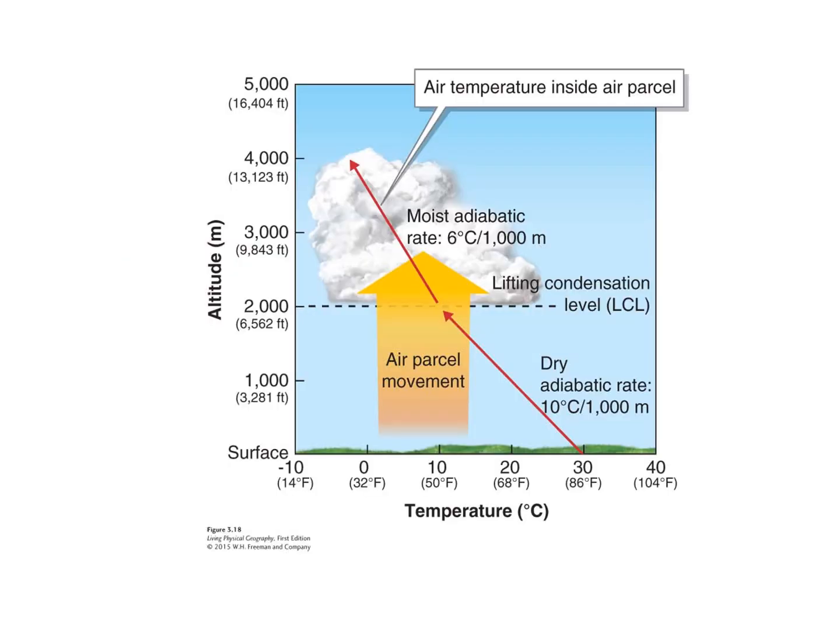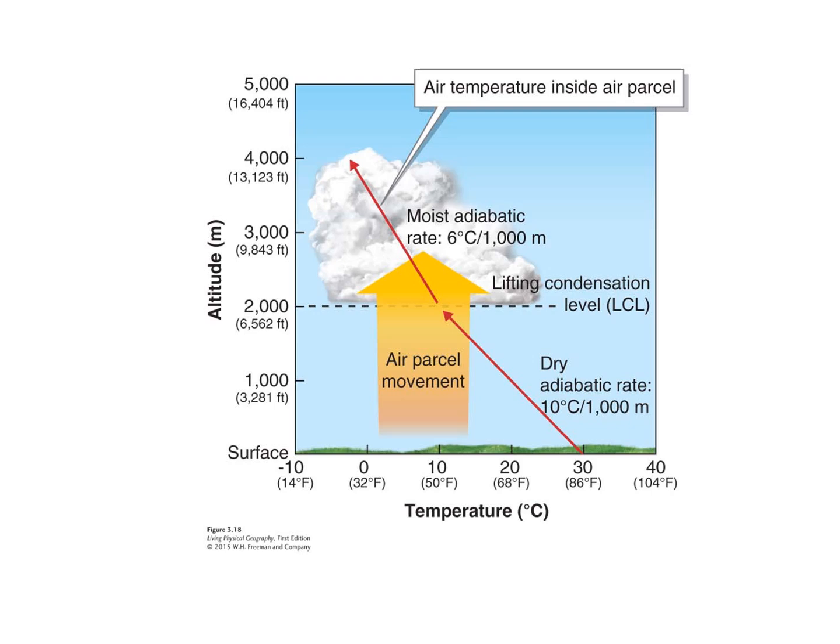All right, and now we are going to use this figure from your textbook to figure out some lapse rates. How is the air parcel temperature changing as it moves up or down in the atmosphere? So let's kind of orient ourselves. We have an air parcel. It is moving up into the atmosphere from the land surface.